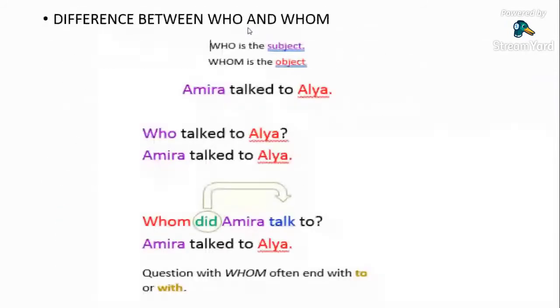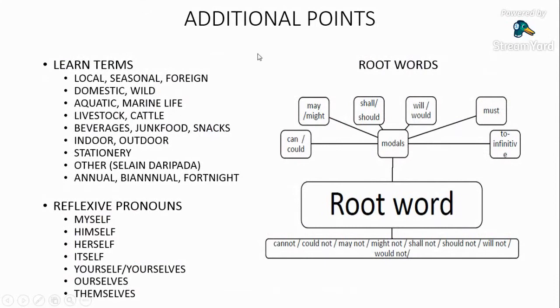Last one. A few additional points. Please learn the terms: local, seasonal, foreign, domestic, wild, aquatic, marine life. Learn these a bit. Reflexive pronouns, what is the difference between yourself and yourselves? Normally it comes in the question because it is a bit confusing. So please learn all this.